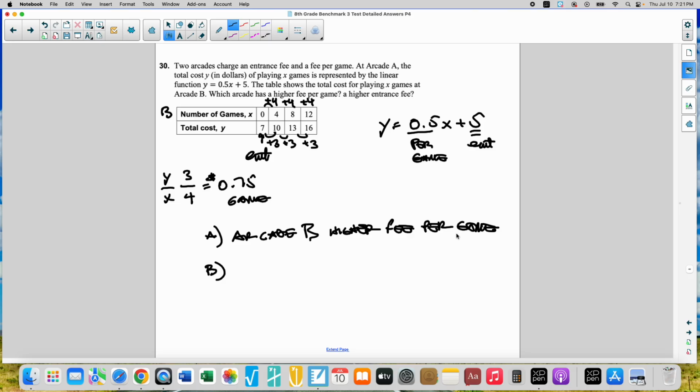And then which one has the higher entrance fee? Well, remember the higher entrance fee was $7. It was $7 for B. So arcade B also has a higher entrance fee. Arcade B has higher entrance fee. So I'm definitely not playing arcade B. I'm going to go to arcade A to go play my games.